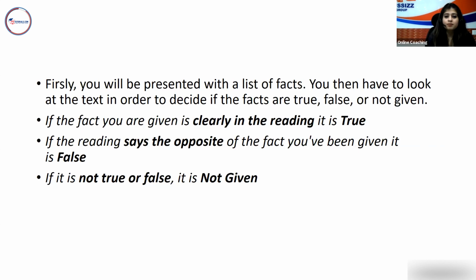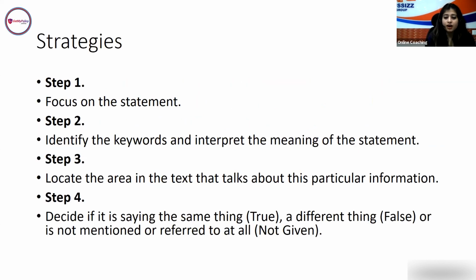We'll do this practically. Again, first strategy is focus on the statement that is given. When you're reading the statement, interpret the statement, identify the keyword. Now, why are you identifying the keyword here? You're identifying the keyword so that you can locate where it is. For example, if I have something related to radio waves, I know it's in the D paragraph because that's where I read it. And then the fourth thing you do is take a decision whether it's true, false, or not given, right?